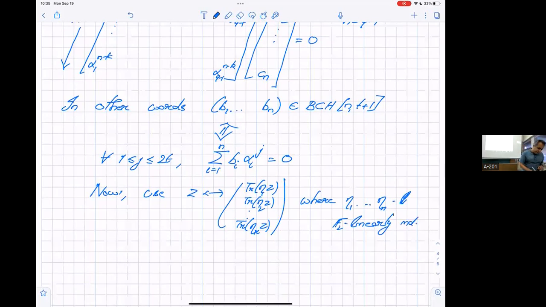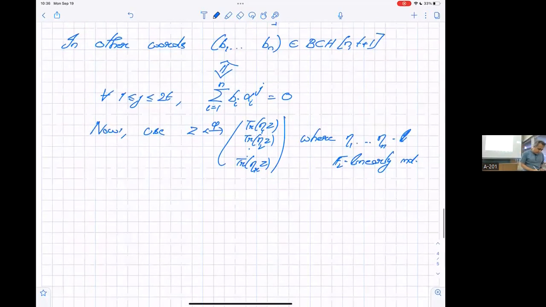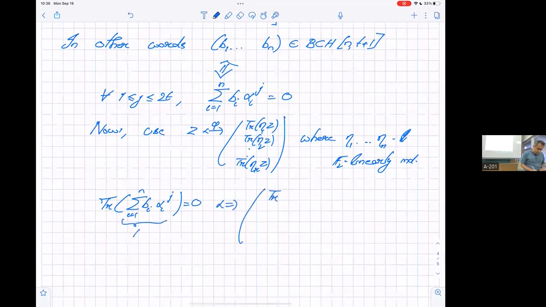So let's call this map C. We had done this before. That is, there's this map going from the large field to the small field as an r-bit vector. So stating that that is 0: trace of the summation of bi alpha i to the j, i going from 1 to n, is 0, is the same as stating trace of, let's call this quantity for now a, trace of eta a is 0. Sorry, that is eta 1.